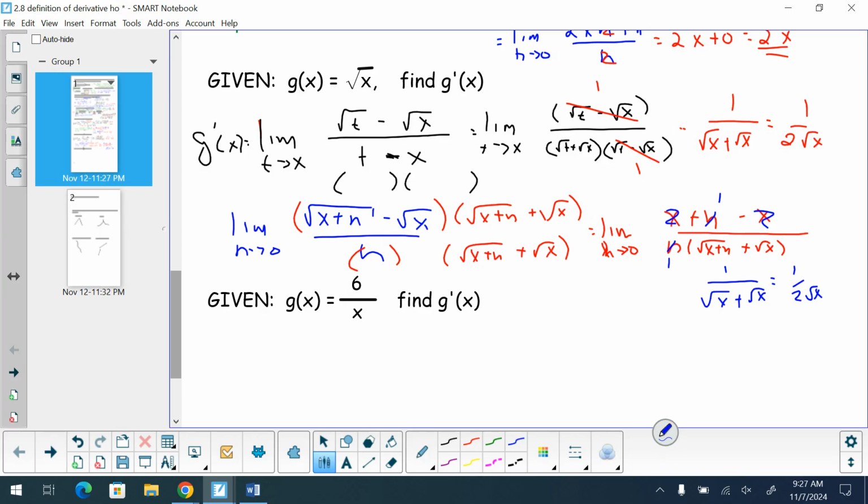Homework's on the back, page 162, 21 to 31. We will be working on general derivatives for a few days here. Just give it a shot, okay? Try to work yourself through some of the problems. Have a good day.